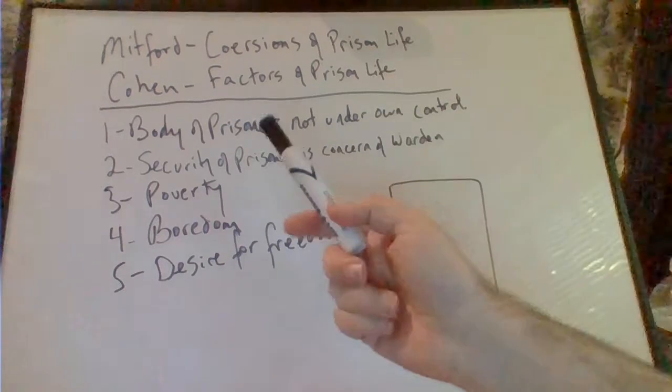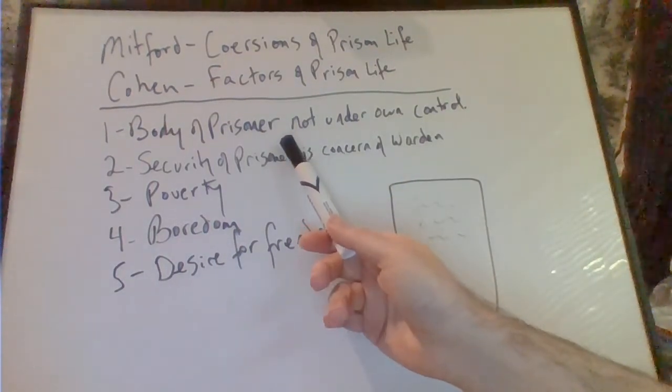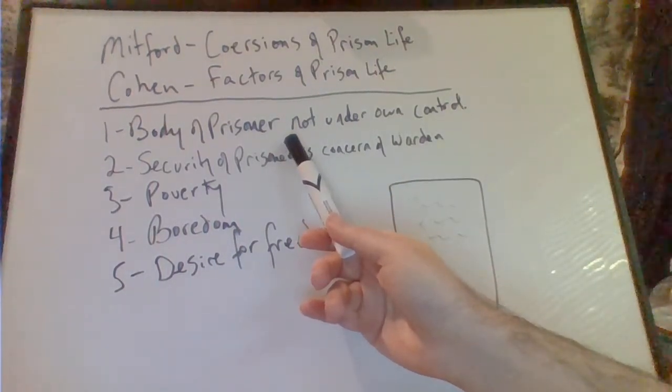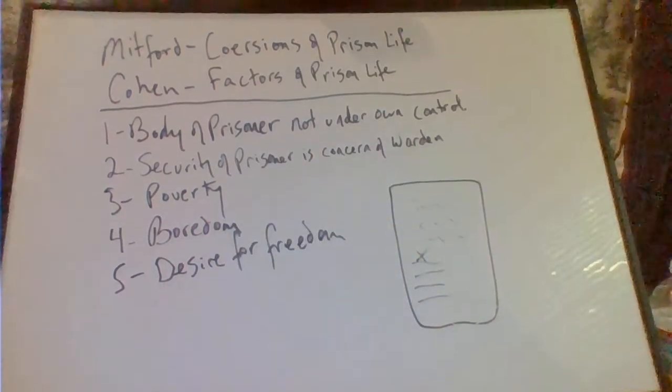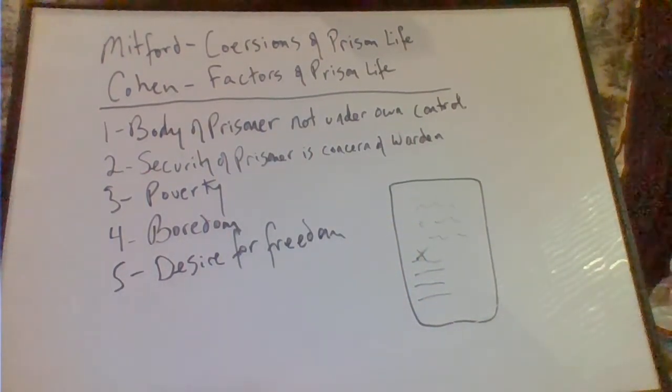But again, let's look at what Cohen says. Mitford says that this is a coercion, that the body of the prisoner is not under their own control. They're regulated. They're told when to get up, when to go to bed, etc. But isn't it the case that people in the outside world are facing something very similar? Doesn't the fact that your boss tells you when you have to be at work and when you can get off and when you can have your breaks, and the fact of that is going to dictate when you get up and when you go to bed. So aren't we also being regulated? Maybe not to the same extent as the prisoner, but aren't we still being regulated too?